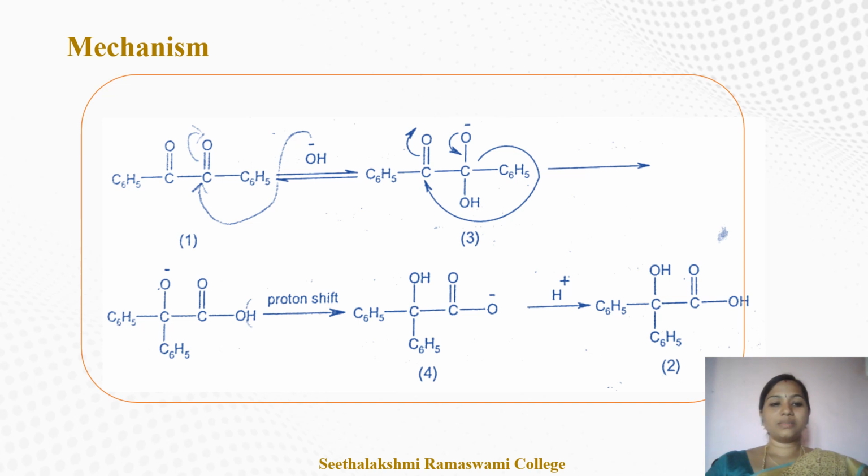So now let's discuss the mechanism of the benzil benzilic acid rearrangement. The first step is the nucleophilic addition of this OH minus to this carbonyl carbon. So this leads to the migration of this phenyl group from this carbon to the adjacent carbon. This, on further proton shift from this carboxylic acid to this oxygen, will lead to a resonance stabilized carboxylate anion. So now an addition of a proton will lead to the corresponding benzilic acid.